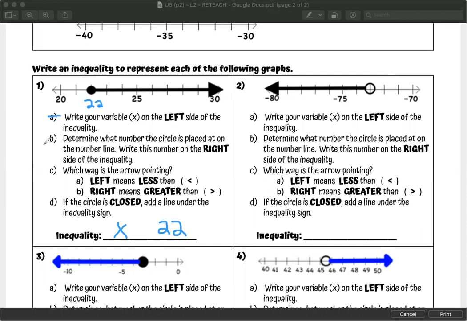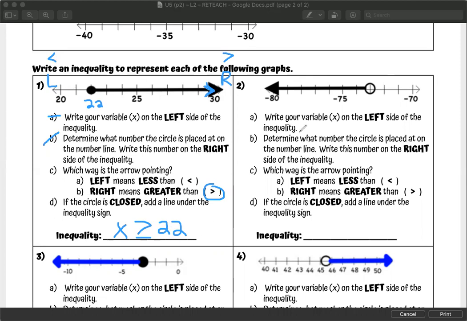So we've done A, we've done B, now let's look at C. Which way is the arrow pointing? Remember, left means less, the right is greater than. So left is less, right is greater than. So our arrow is right here, it is pointing to the right. So the right is going to be our greater than symbol. And then since it's a closed circle, we're going to put a line underneath. So x is greater than or equal to 22.